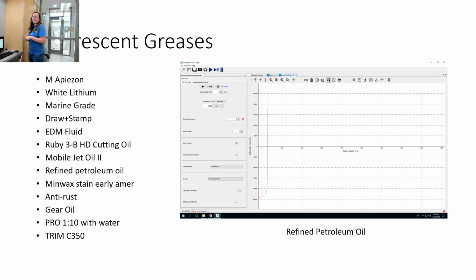Okay. This next slide, I have all the ones that fluoresced. This is just a list of all the solids and all the liquids. I think the majority of the liquid greases were fluorescent. Typically all the ones that had color to them were fluorescent. And this is what the spectra looks like. If it's fluorescent, it's the same for all of them.